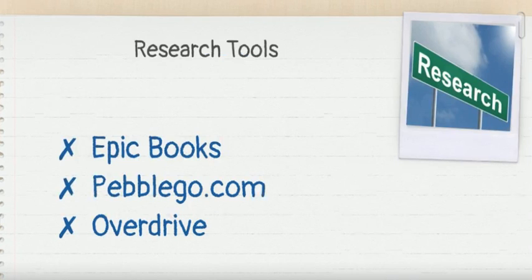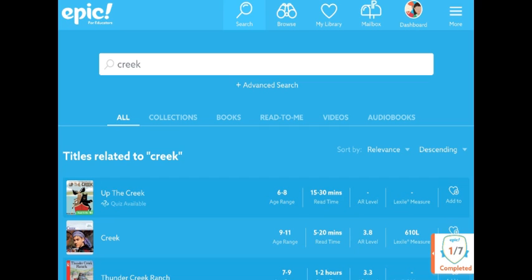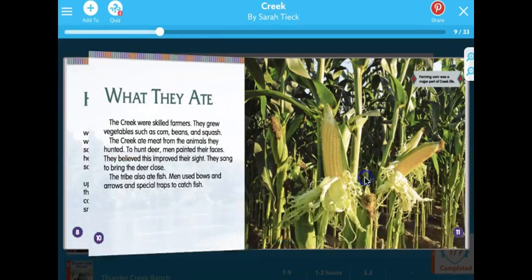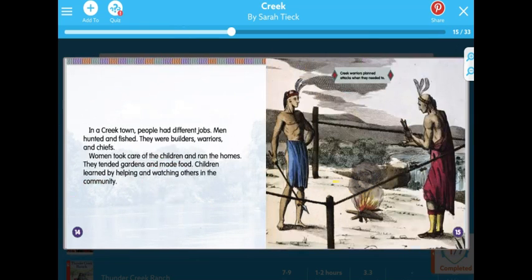Students had the option of using several research tools to help find information on their topic. These tools included Epic Books, PebbleGo, and Overdrive. One of the reasons that Epic Books was chosen is students were previously introduced to this tool before. They simply can search the tool, or they can get a book sent to them in their mailbox by their teacher. The students simply search, and then once they press, the book opens up and the students are able to read the book. There are also audio books as well.